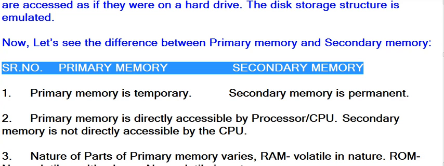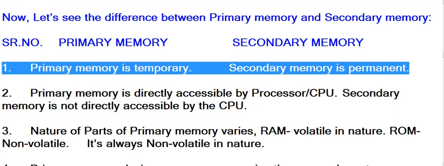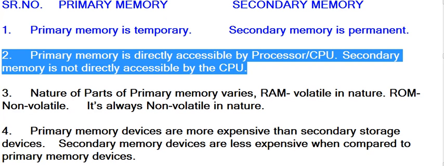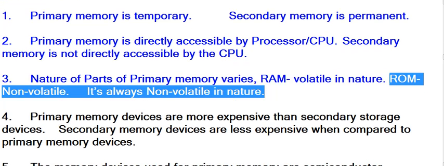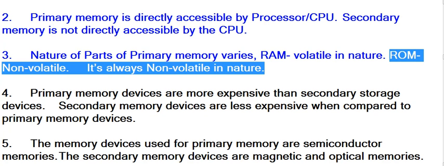Serial number, primary memory, secondary memory. 1. Primary memory is temporary. Secondary memory is permanent. 2. Primary memory is directly accessible by the processor, the CPU. Secondary memory is not directly accessible by the CPU. 3. The nature of the parts of primary memory varies. RAM is volatile in nature. ROM is always non-volatile in nature.